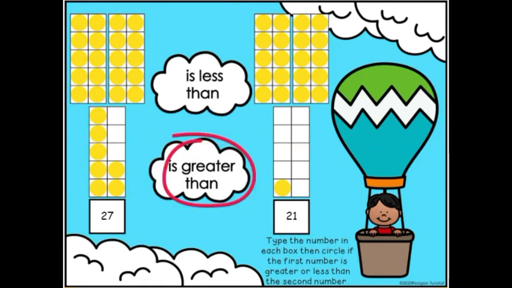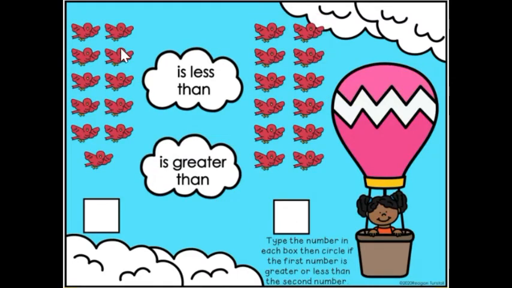Let's try another one here. This time we have some birdies. So you can kind of see that they're in a 10 frame right there. Let's count it out. 1, 2, 3, 4, 5, 6, 7, 8, 9, 10, 11. So here I have 11. And over here I have 1, 2, 3, 4, 5, 6, 7, 8, 9, 10, 11, 12.